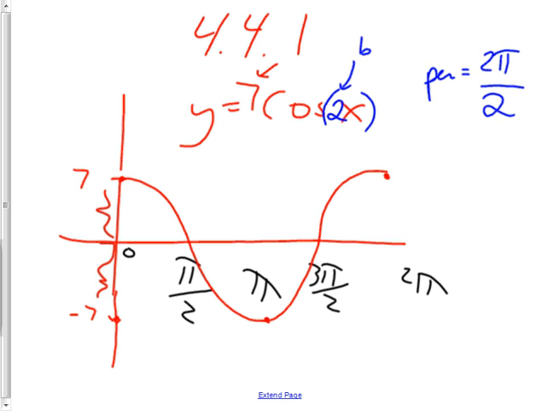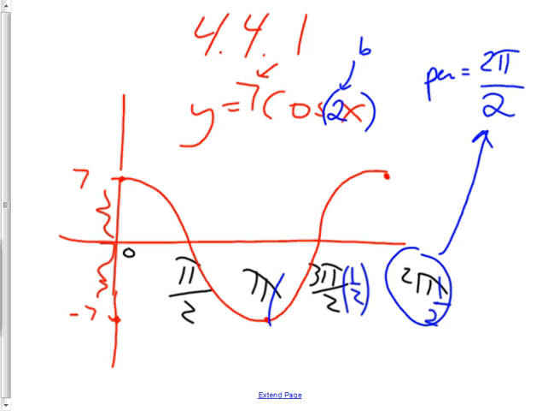Now what you got to think is, my old period was 2 pi. I need to change it to match this. What do I got to do to be 2 pi over 2? I got to multiply, think of it as multiplying. I got to multiply all of my numbers by what? Don't say 2. 1/2. Because if I multiply this by 1/2, I will be the same as if I had divided it. So I'm going to multiply this by 1/2.